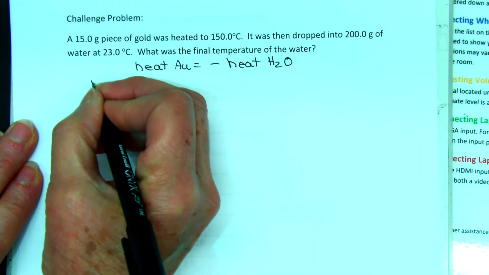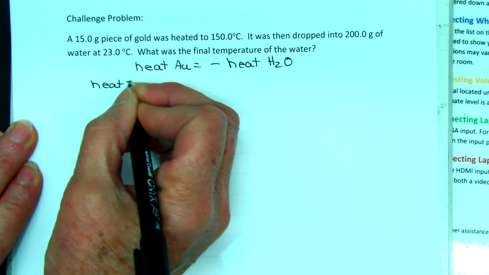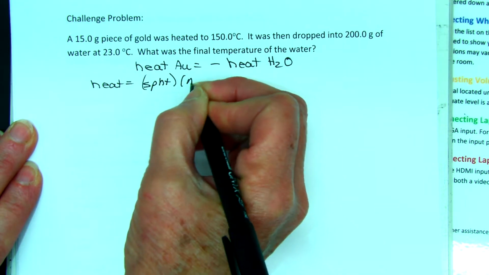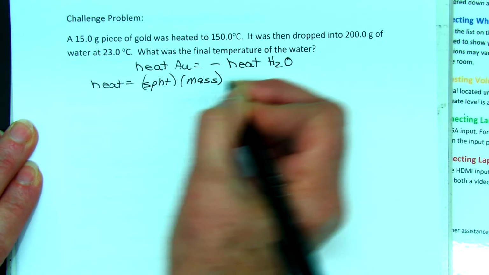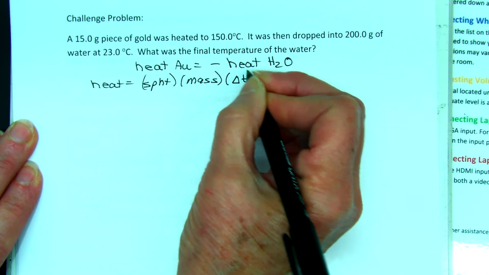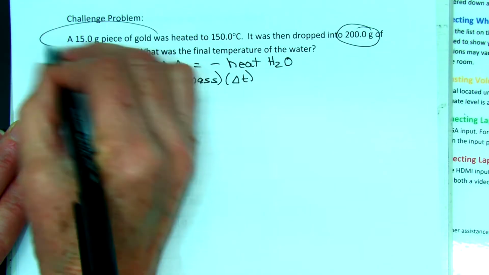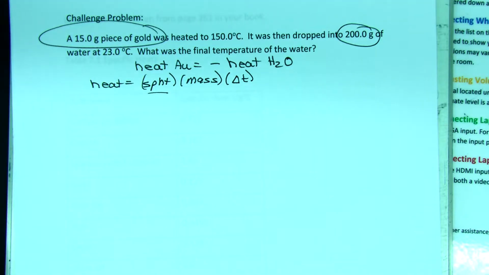And we know that heat is equal to specific heat times mass times delta T. We're choosing to use specific heat in this problem because we have masses of each of the species. Since we have mass, we need specific heat. If there was no mass, we would need heat capacity.